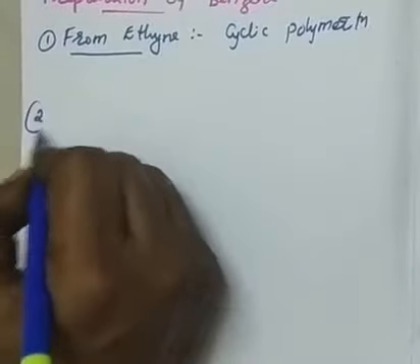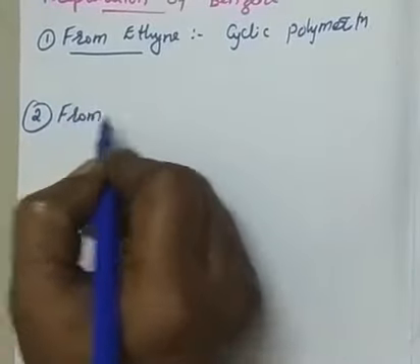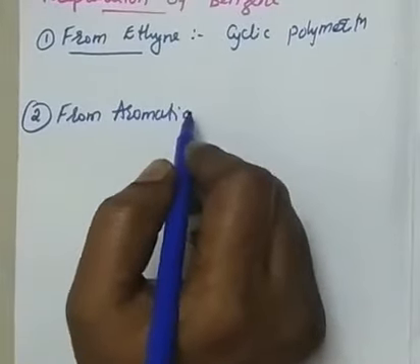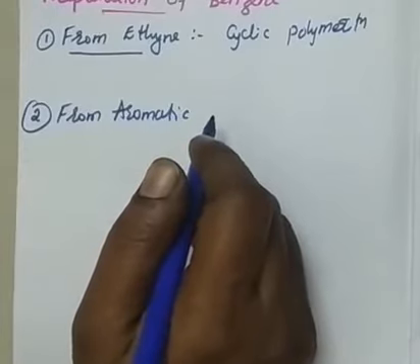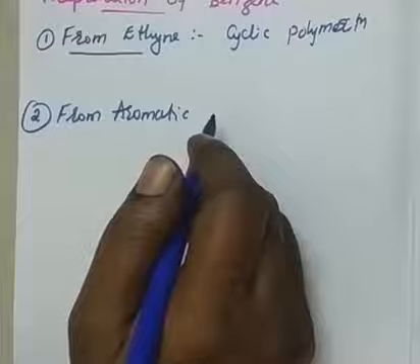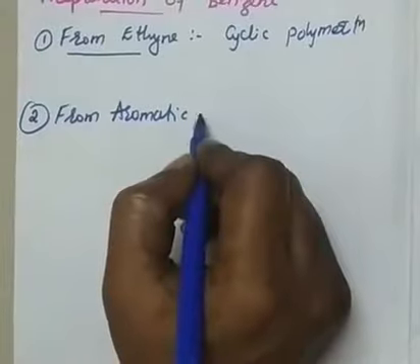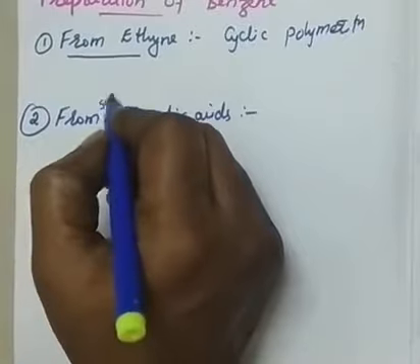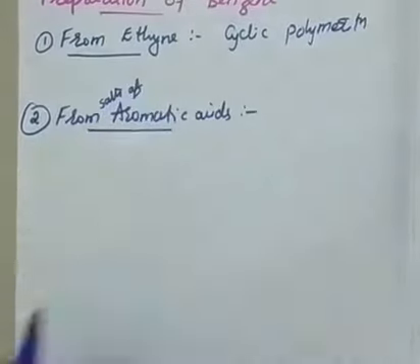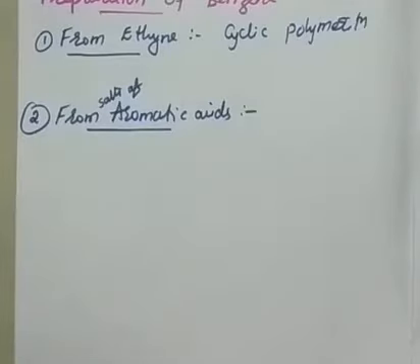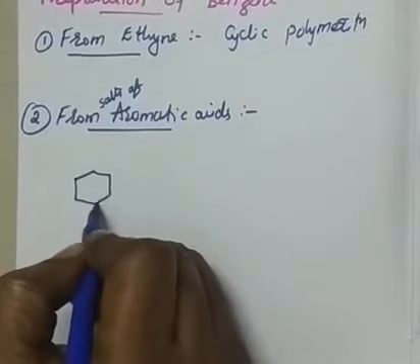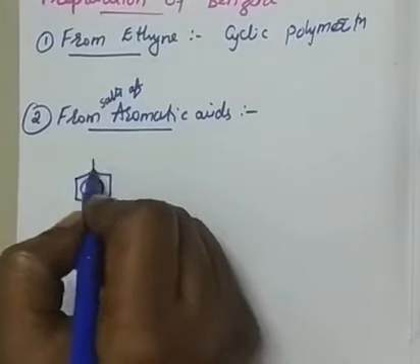That's it. Then the second one is from salts of aromatic acids. Make a note. So from salts of aromatic acids. What is a salt of aromatic acid? Let me take benzoic acid. Salt of benzoic acid I should take, right? Because I am taking a salt, right?